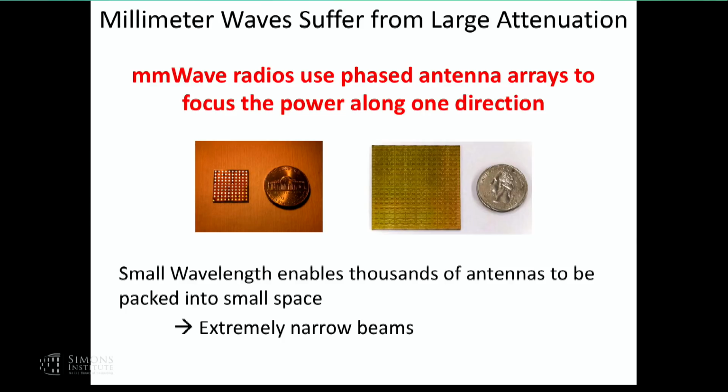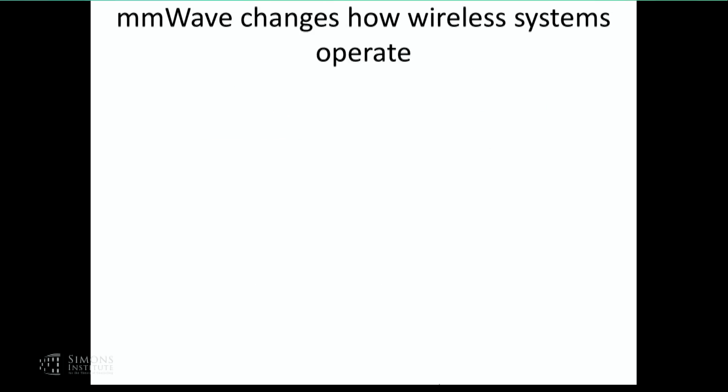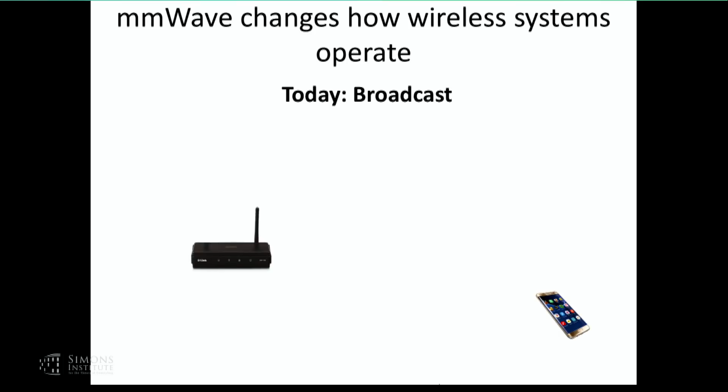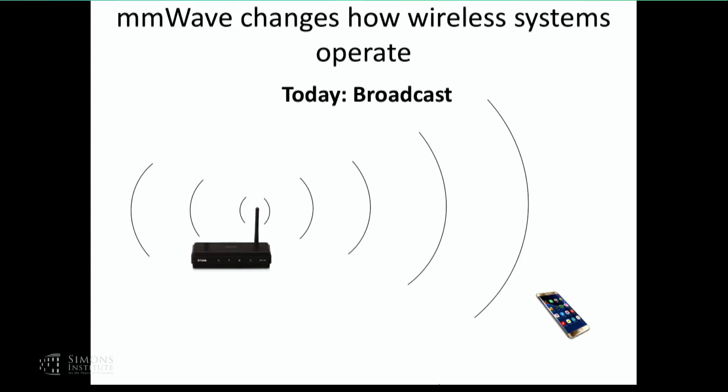The problem with this is that it really changes the way wireless networks operate. So today, all wireless networks, cellular and Wi-Fi, are what we call broadcast. So when you transmit, the signal goes in all directions. And the truth of the matter, that's a blessing, because no matter where you are, you're going to receive the signal. And even if you move, you're still going to receive the signal.